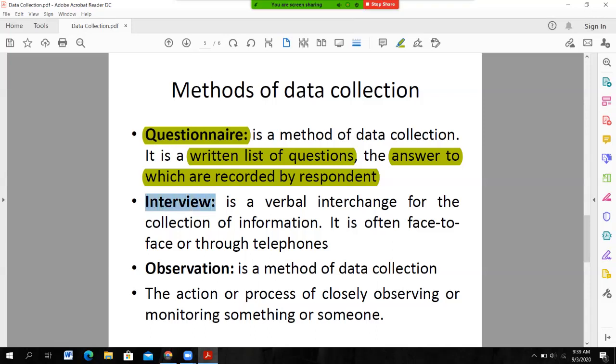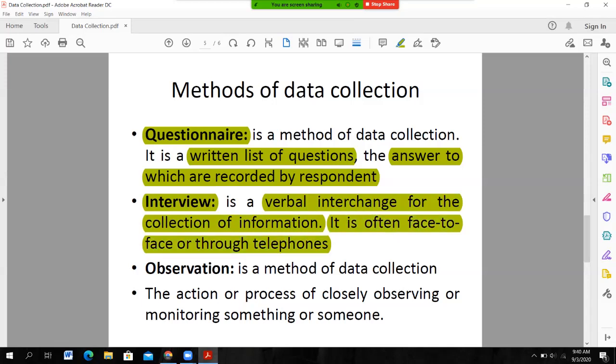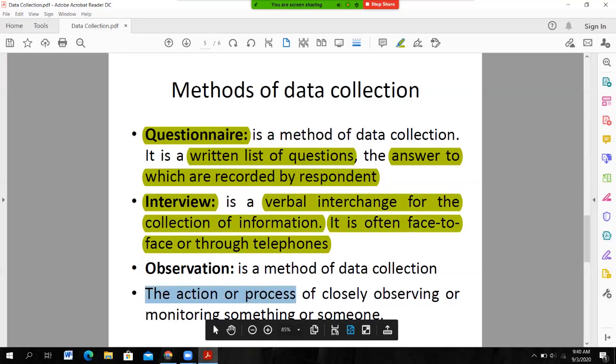Another one is the interview. Interview is also a method of data collection. It is a verbal interchange for the collection of information, for the collection of data. Interview is often face-to-face, or by means of telephone. Another important method is observation. Observation means the action or process of closely observing or monitoring something. So these are important methods through which we can collect data.